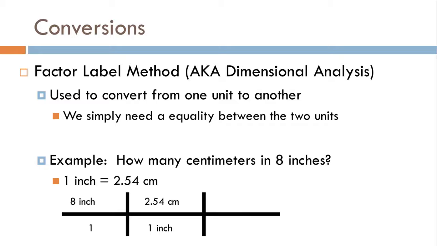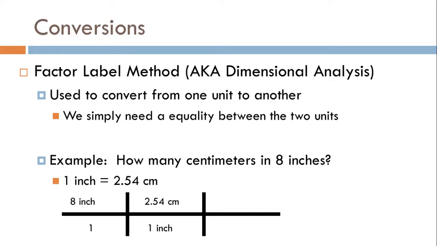Basically, it's just my way of saying every time there's a vertical line, you're multiplying. Imagine I want to know how many centimeters are in 8 inches. The only thing I need to know is an equality between the two of them, and that's 1 inch equals 2.54 centimeters. So the way I'll set it up is I'll have 8 inches, which is 8 over 1, times my equality, 2.54 over 1 inch. Remember, that's an equality, 2.54 centimeters per 1 inch.